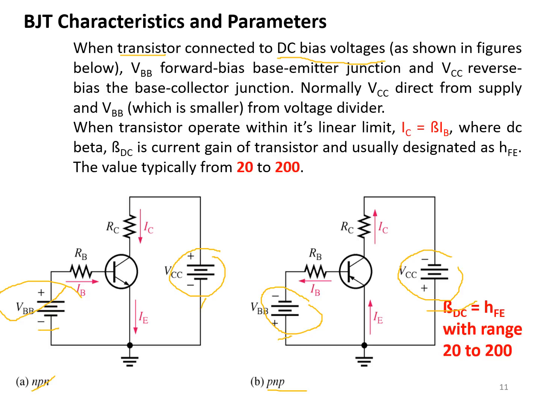When the transistor is operated within its linear limits, IC will be equal to beta IB, where beta is the DC beta, the current gain of the transistor. The value of beta is within 20 to 200.